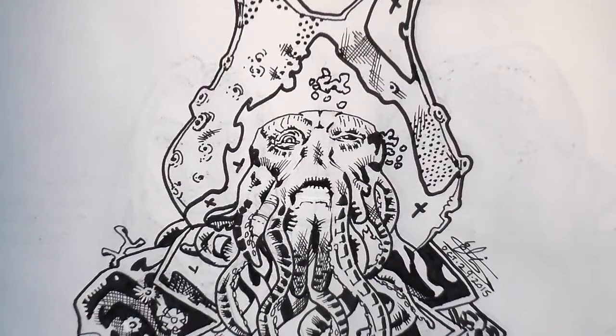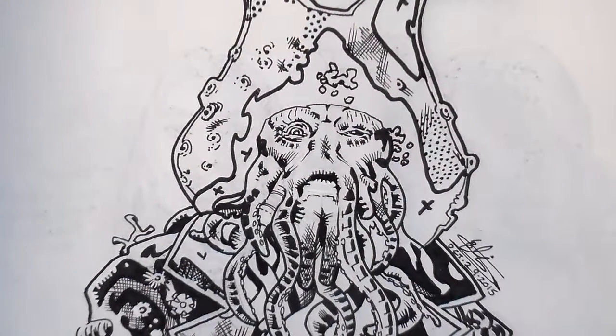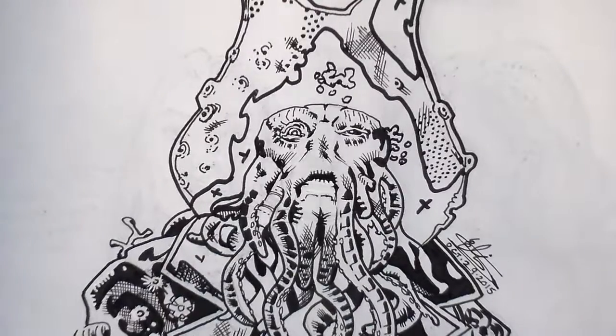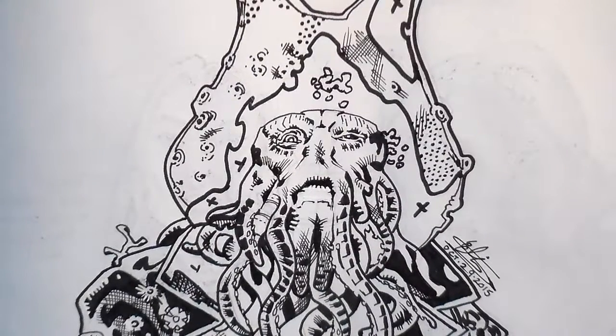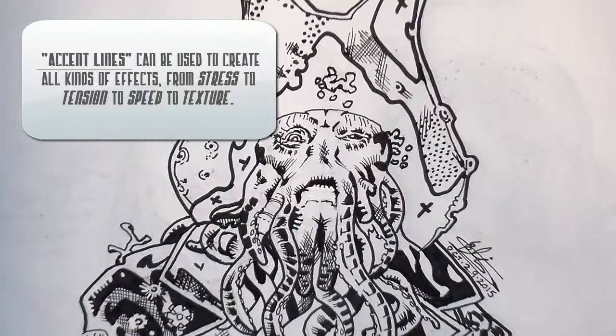Accent lines can be used for anything and everything and don't even have to be lines. They can be dots or even curves. And these can be used to create all kinds of effects from stress to tension to speed to texture. Take J.V. Jones here from Pirates of the Caribbean.